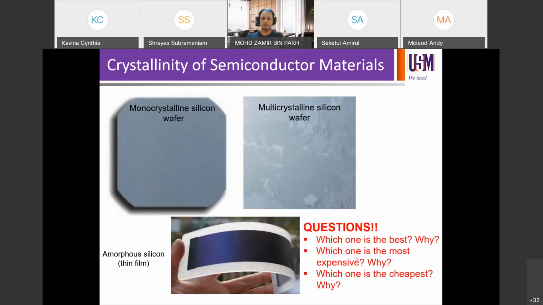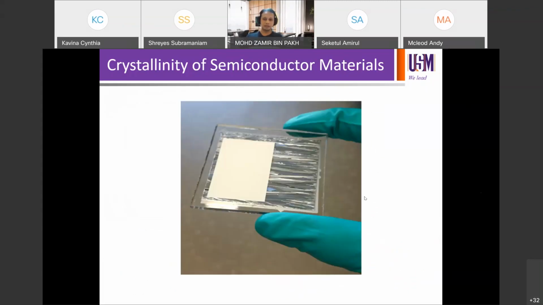So which one is the most expensive one, do you think? It's more on the processing side. Yeah, Go said mono. Yes, mono is the most expensive one because it's very hard to produce single crystal material in comparison to poly or multi. Amorphous is the easiest one to do. Okay, we'll see later on. Don't worry yet. That's just okay.